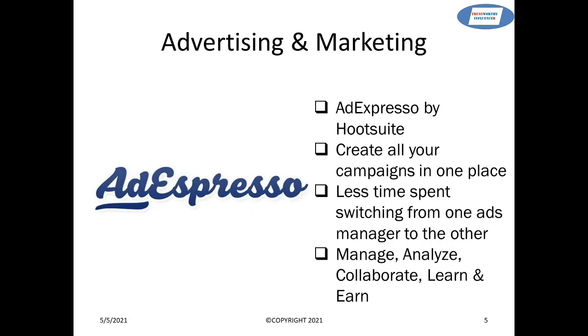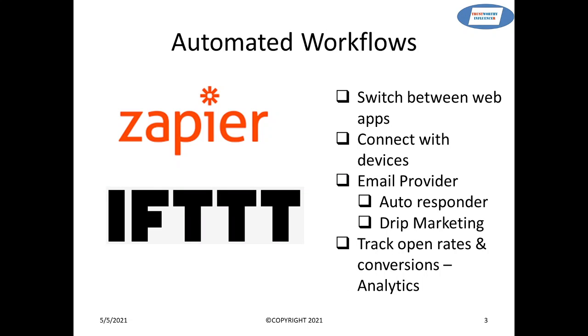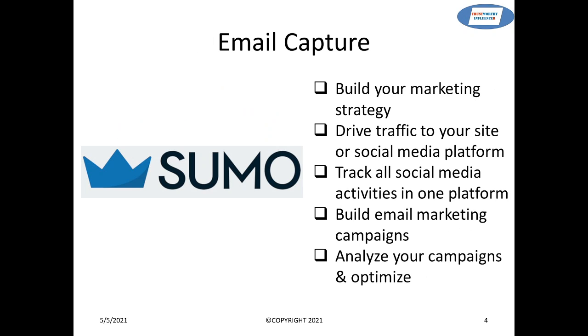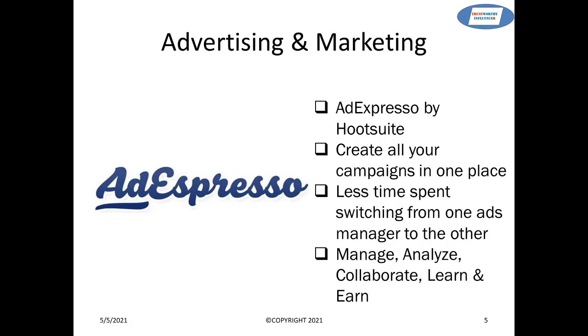To repeat the three aspects of tools for social media marketing: for automated workflows, consider using Zapier and IFTTT. For email capture, consider using Sumo. And for advertising and marketing, consider using AdEspresso. That should hold you in good stead for your campaigns. That's what I had to discuss today. I will come back with a set of three slightly more advanced tools tomorrow.